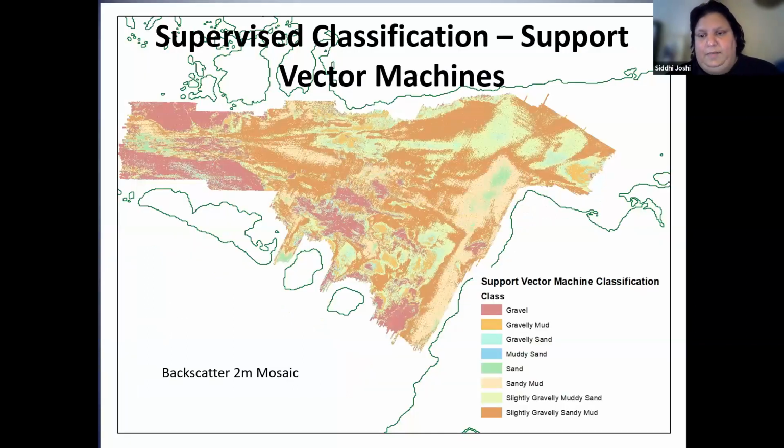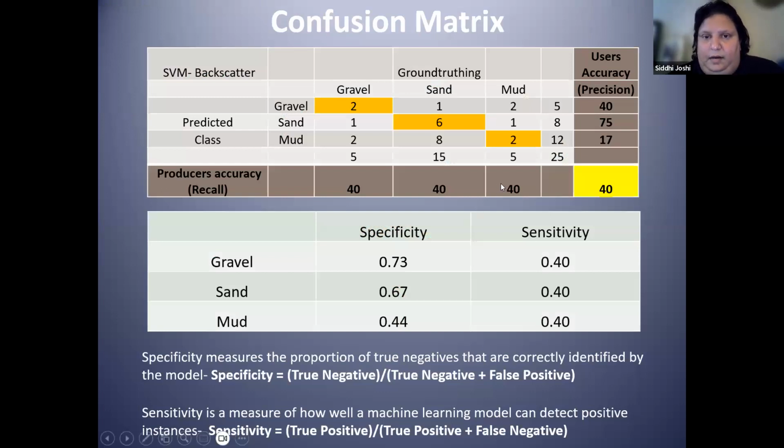The support vector machine classification was utilized, classifying into numerous classes, and a confusion matrix was obtained, showing that the specificity of gravel was significantly higher than that of sand and mud mixtures.